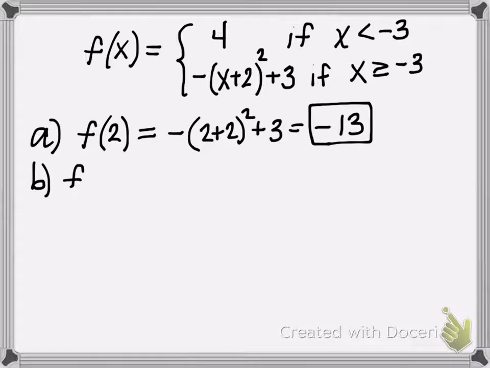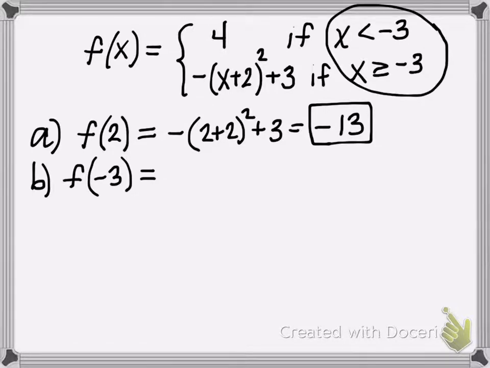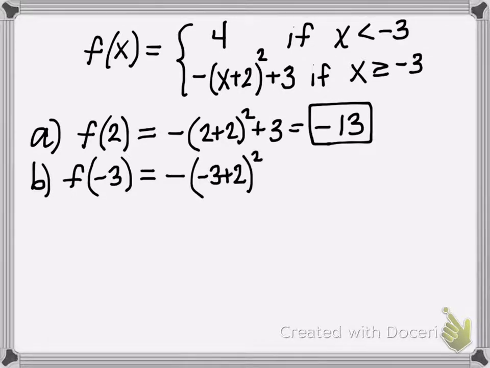So B is asking for f of negative 3. So x is equal to negative 3. So again, look at your top and bottom pieces, looking at the domains to see where does negative 3 belong? Well, because the bottom domain says x is greater than or equal to negative 3, it belongs in the bottom domain. Therefore, I will substitute negative 3 into my second piece, or my bottom function. So negative quantity negative 3 plus 2 squared plus 3, or negative 1 squared, which is positive 1, times negative 1 plus 3 yields a positive 2 output.